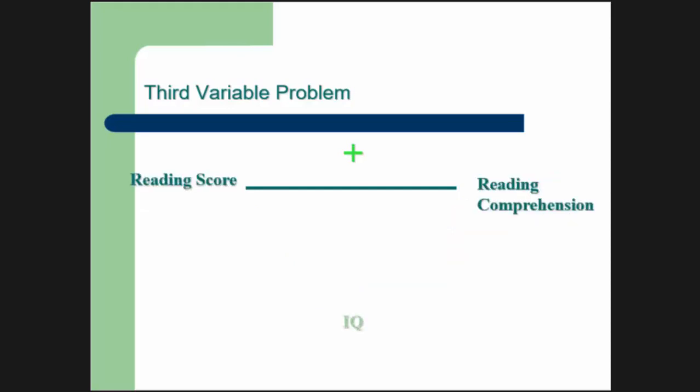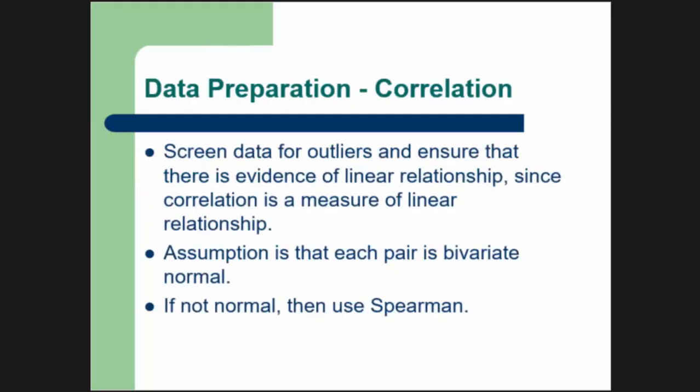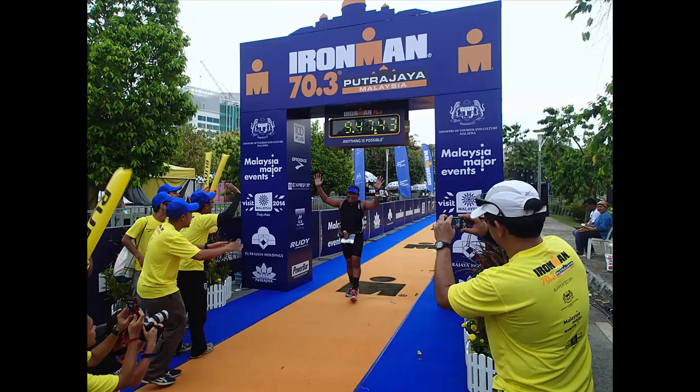Reading score and reading comprehension is based on your IQ. So the higher your IQ, the higher your ability to comprehend. Okay, so that is the story about correlation.